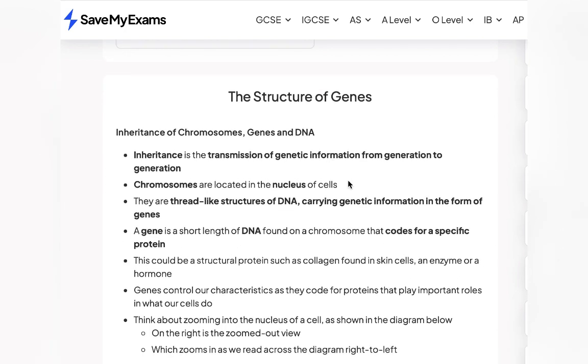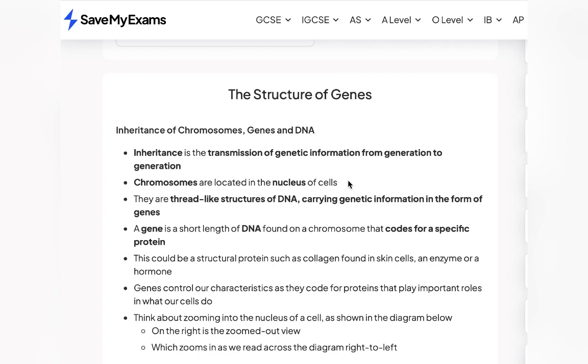Now, these chromosomes that are located in the nucleus of the cells are thread-like structures of DNA. They are helical and interwoven, carrying genetic information in the form of genes. They carry the genetic information, and that information is called the gene.